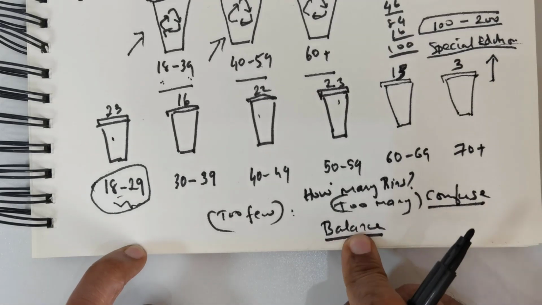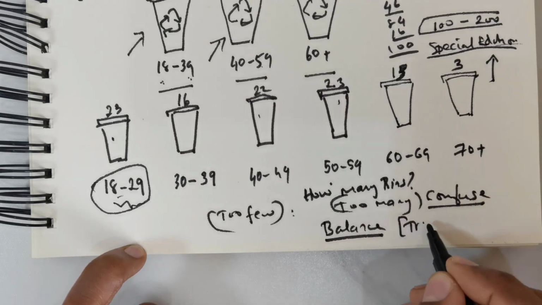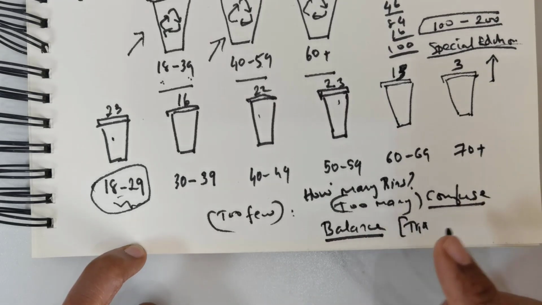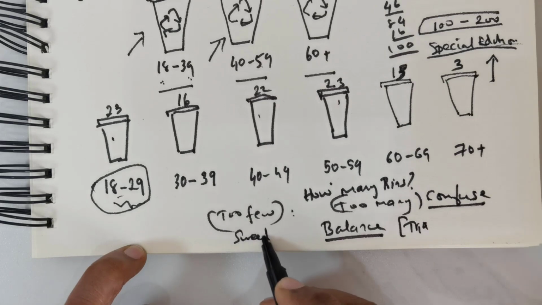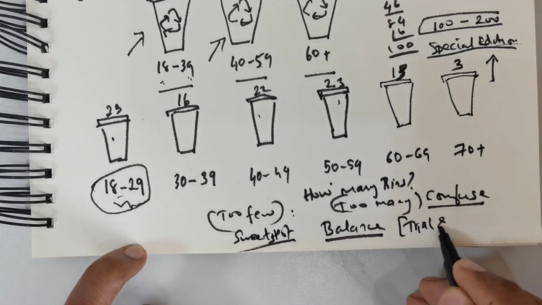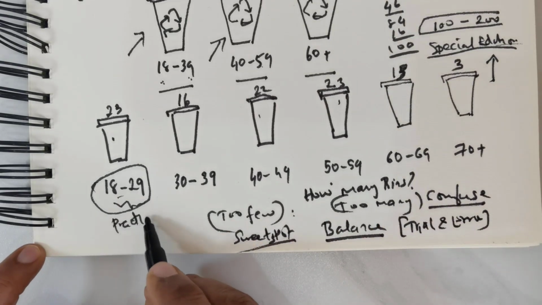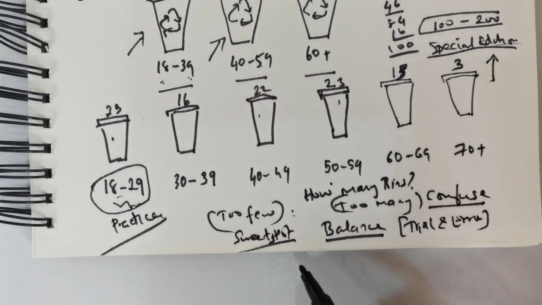How can you locate the balance? By practice. By trial and error. How do you get that particular, what you call as a sweet spot? It's called a sweet spot. That sweet spot comes by trial and error. That would mean you need to put in a lot of practice in the creating of histograms.